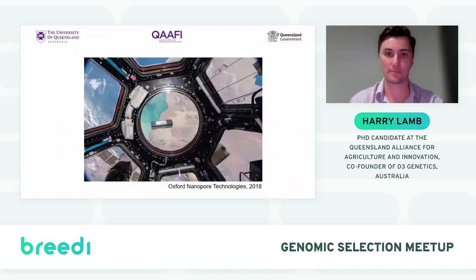So we can basically take that device wherever we want and produce DNA or genotype information wherever we take that device. In 2018, actually, Nanopore decided to prove that they could sequence DNA anywhere in the world, and they actually took it up onto the International Space Station to generate some genomic data from bacteria that they found on the International Space Station.